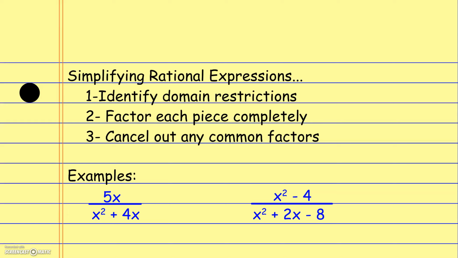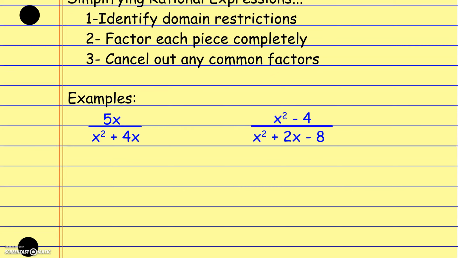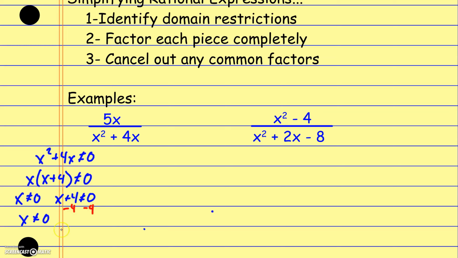So for example, when I look at this first one, I've got a 5x over the x squared plus 4x. The first thing I do is I say, okay, what are my domain restrictions? And to do that, I set the denominator not equal to 0. So I say x squared plus 4x cannot equal 0. And I'm just going to solve this by factoring. Here I can factor an x out, which leaves me with an x plus 4. And now I set each factor. So I say x cannot equal 0. I say also that x plus 4 cannot equal 0. And I solve each. This one's already solved. X cannot equal 0. That one doesn't change. Over here for this one, we have to subtract the 4 from each side. So I find out that x cannot equal a negative 4. So I've got two domain restrictions here.